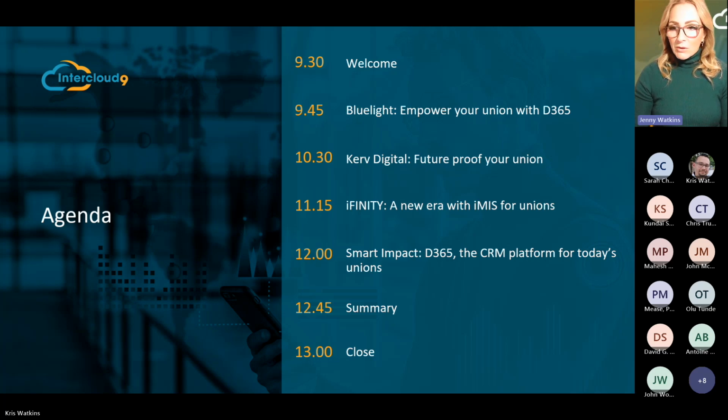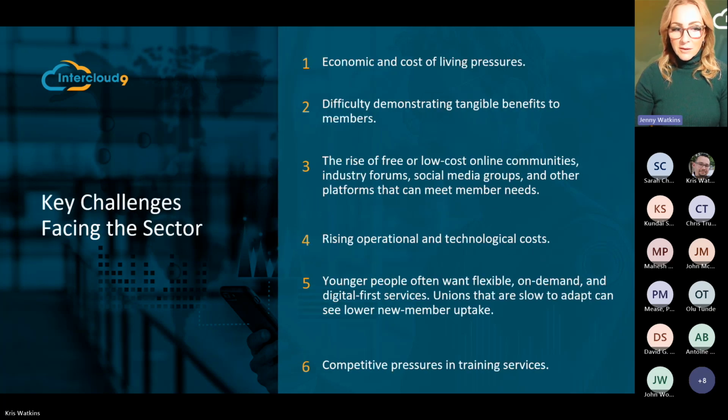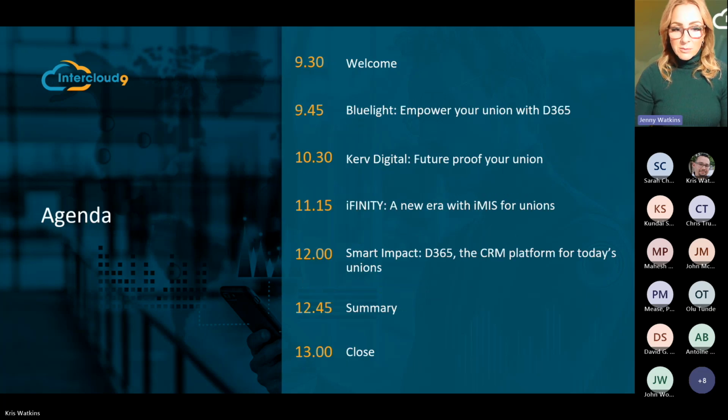Today, we're joined by 4 very carefully selected partners with extensive expertise and technology platforms designed exclusively for the sector. First up, we're joined at 9:45 by Blue Light with their session entitled Empower Your Trade Union with Dynamics 365, a single view to strengthen member engagement.